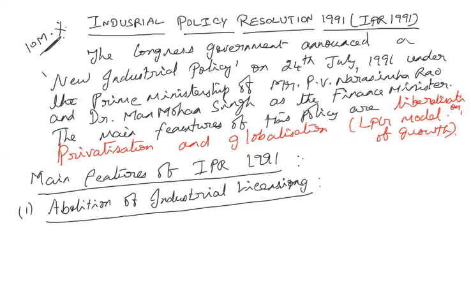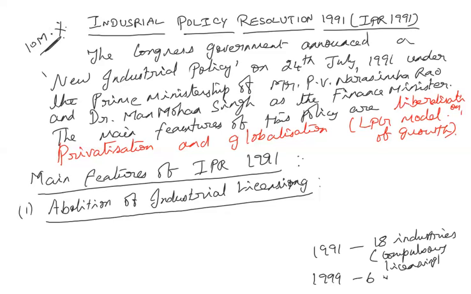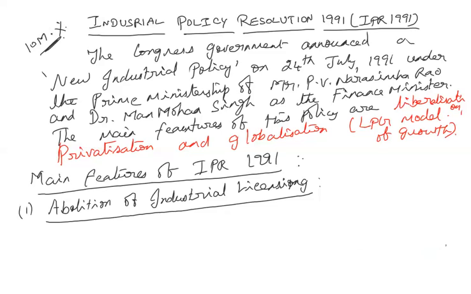So initially in 1991, the government made 18 industries subject to compulsory licensing. Only these 18 industries had to get the compulsory licensing from the government. And later in 1999, the government removed some of the industries from this also. So as of 1999, only 6 industries were required to obtain the compulsory licensing. Let us check out what all those 6 industries are. So that is the meaning of abolition of industrial licensing.